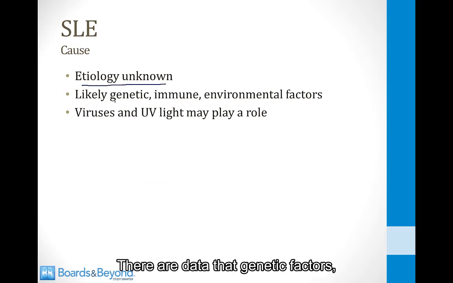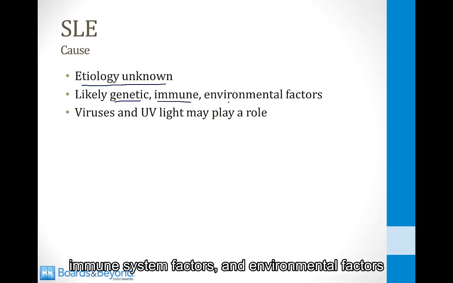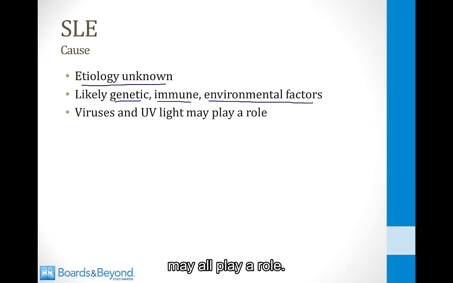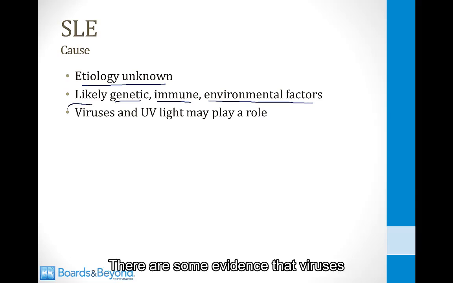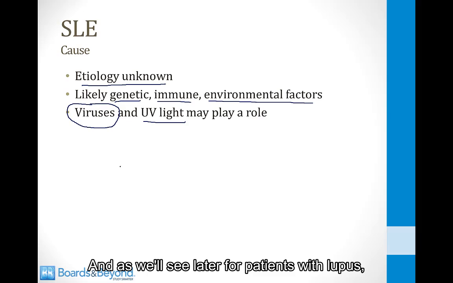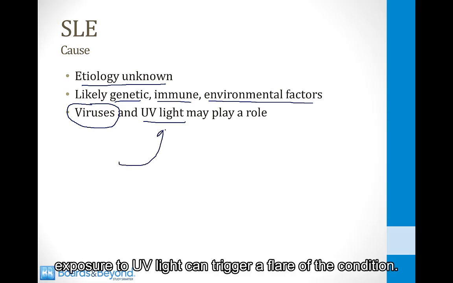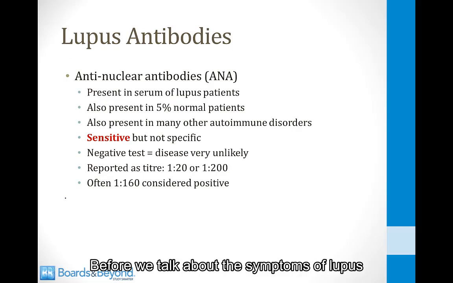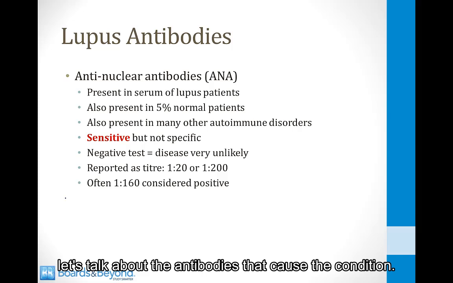There are data that genetic factors, immune system factors, and environmental factors may all play a role. There's some evidence that viruses may trigger the condition. There's also evidence that UV light may be very important. And as we'll see later, for patients with lupus, exposure to UV light can trigger a flare of the condition. Before we talk about the symptoms of lupus, let's talk about the antibodies that cause the condition.